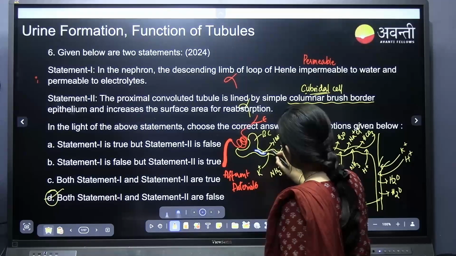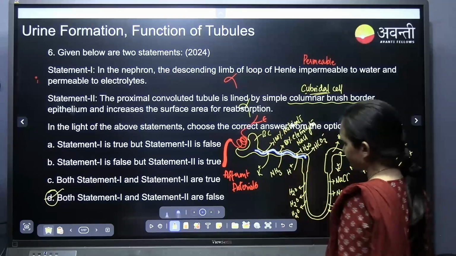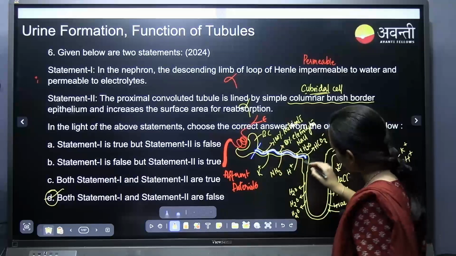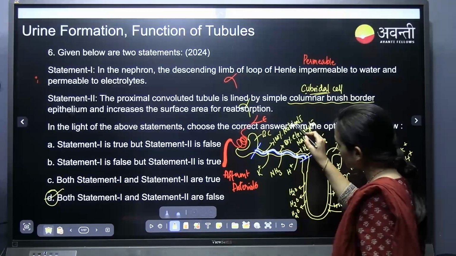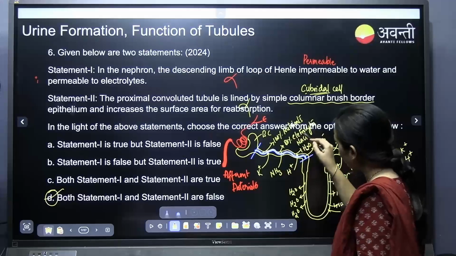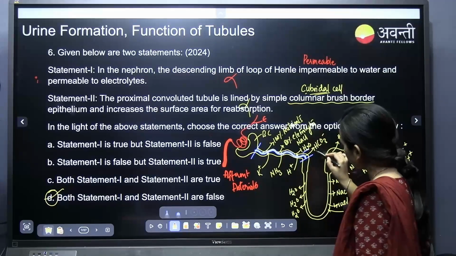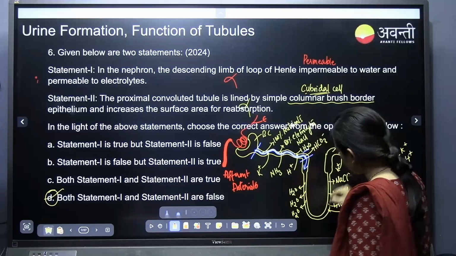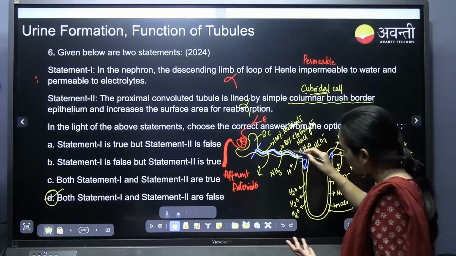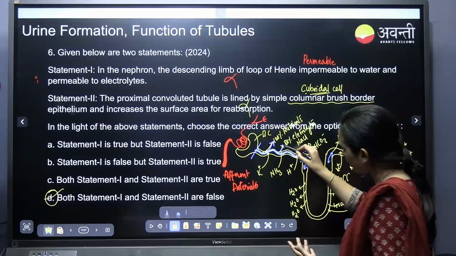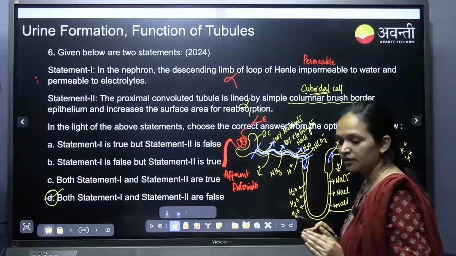So this part is the proximal convoluted tubule. If we remove this part, then what happens? 100% of nutrients stay here, most of the electrolytes stay here, and the H2O stays here. Actually, concentration happens when these things are reabsorbed back into the system. Is concentration of urine happening now?